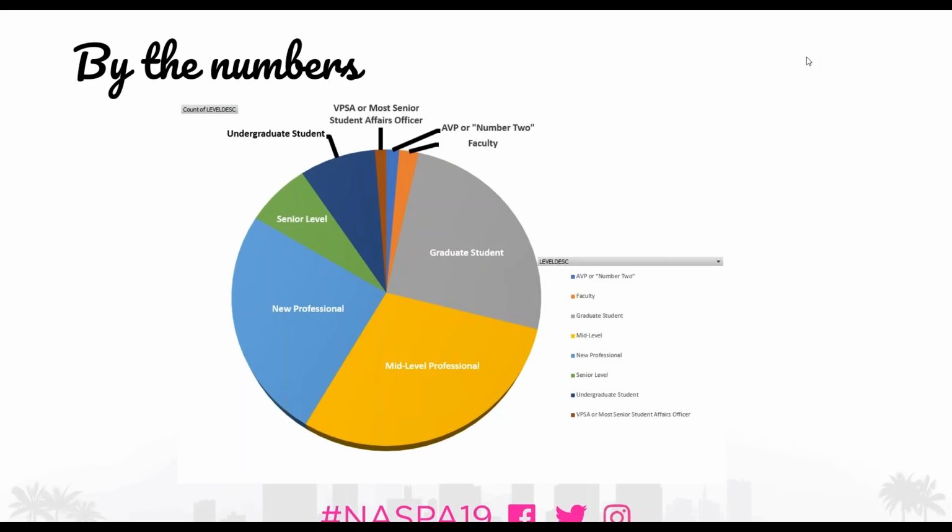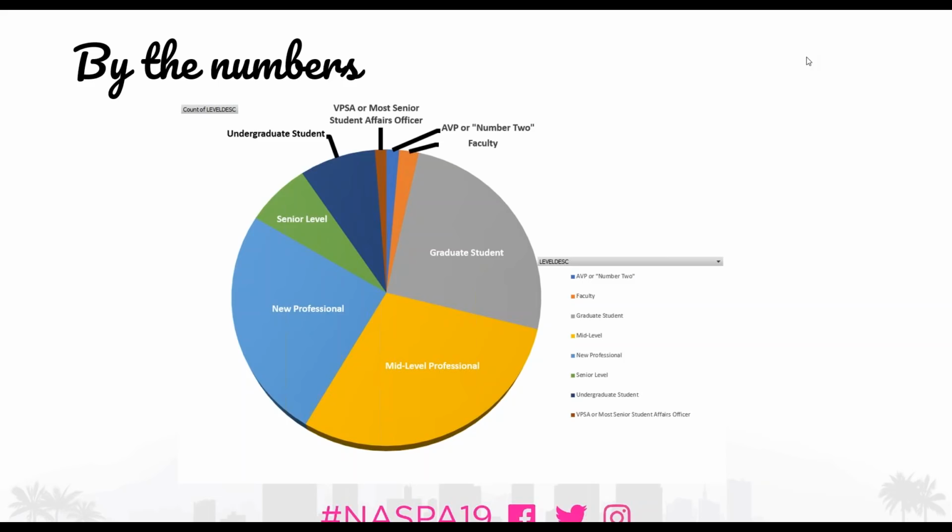This is just a pie graph of who's attending the NASPA Annual Conference. I think there's the perception that NASPA's only for senior leaders or NASPA's only for undergraduate students, and this is all 7,000 individuals. As you can see, the largest chunk of attendees at the NASPA Annual Conference are mid-level professionals, followed just slightly by new professionals, and then graduate students.